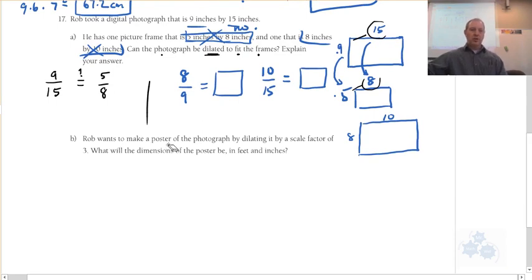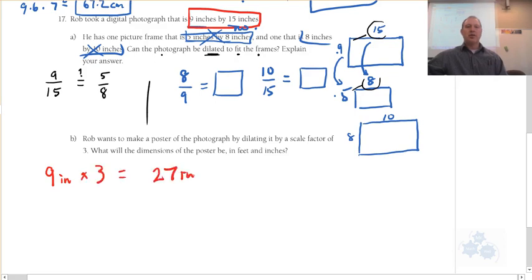Rob wants to make a poster of the photograph by dilating it by a factor of 3. What will the dimensions of the poster be in feet and inches? Okay. So here's our original again. It's 9 inches by 15 inches. So I'm going to take 9 inches and multiply by 3. That's going to be 27 inches. And I'm going to take the 15 inches and multiply by 3, and that's going to be 45 inches.